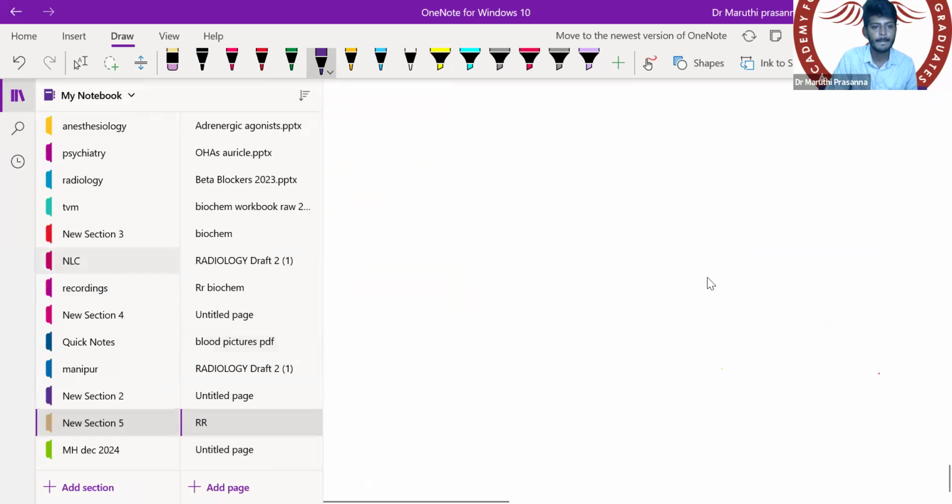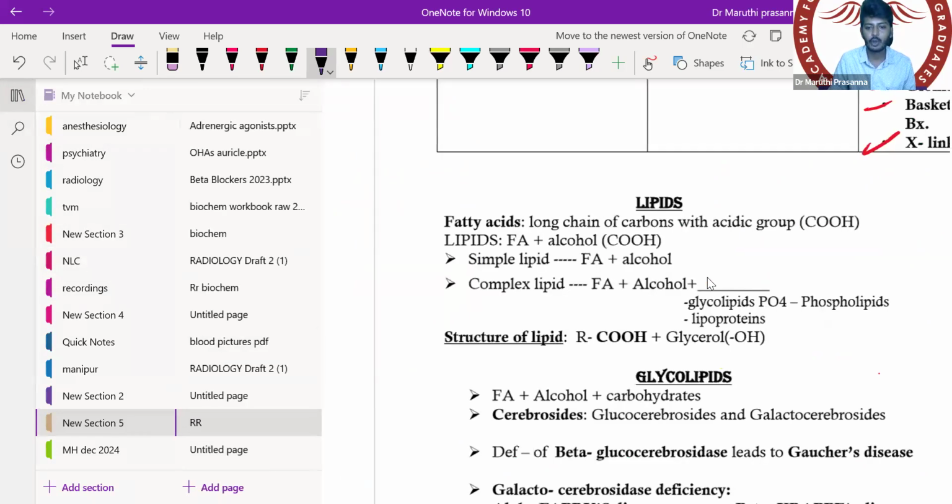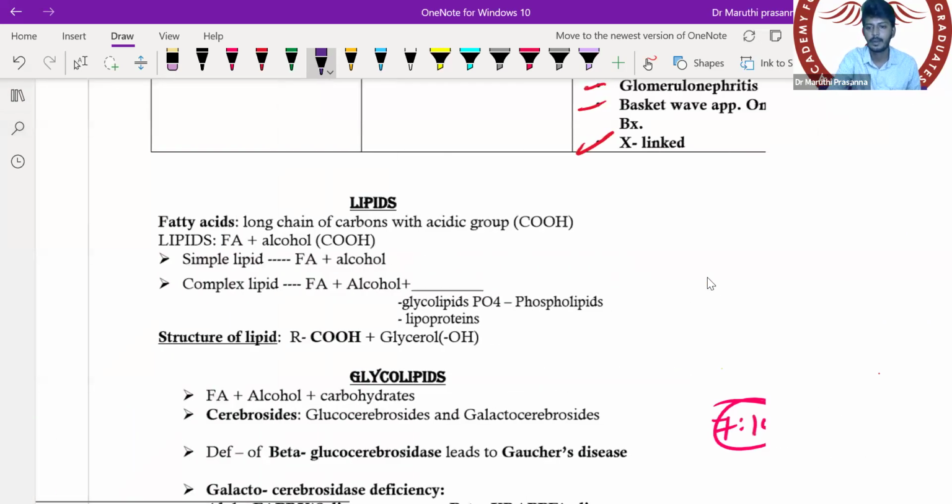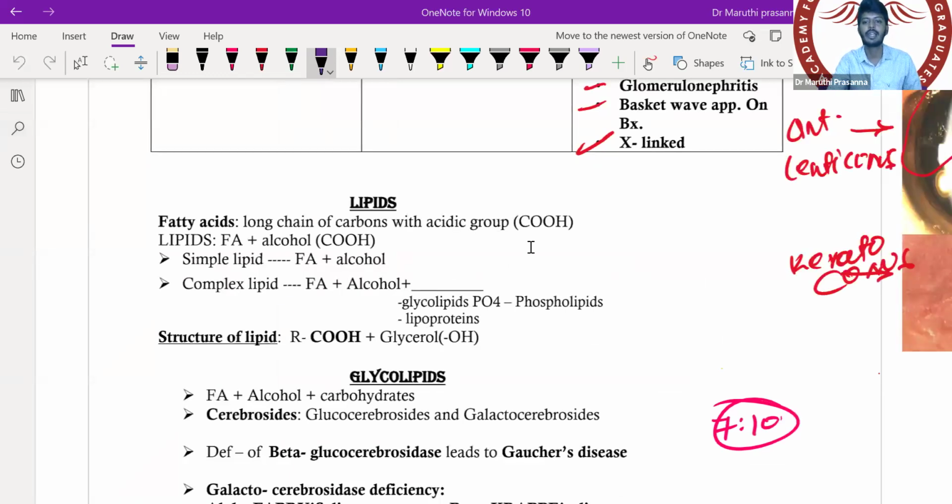Did you understand? Can I go to the lipids now? Okay, perfect. Let's continue to the next one, lipids.